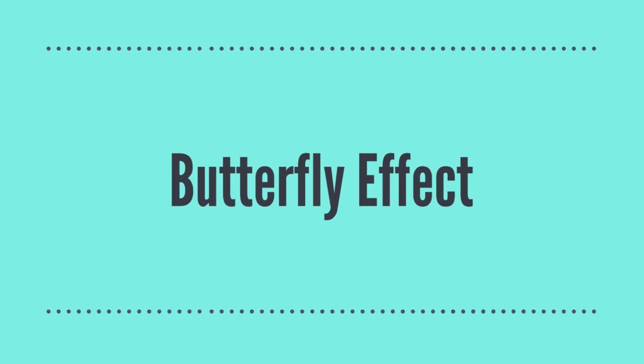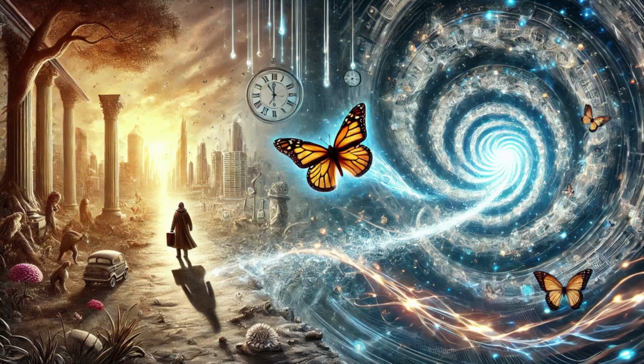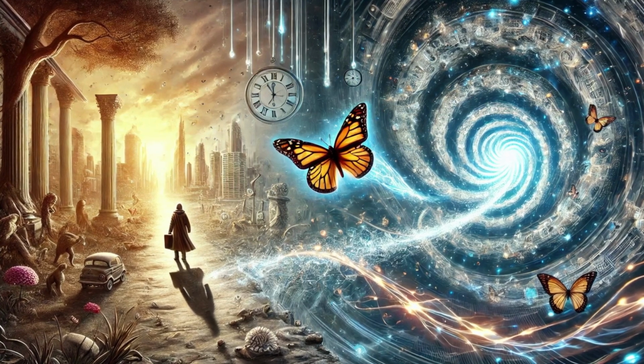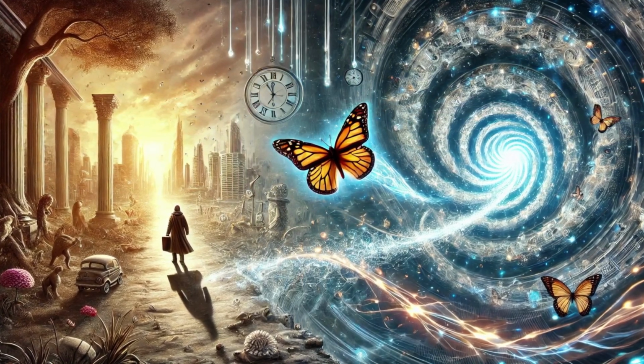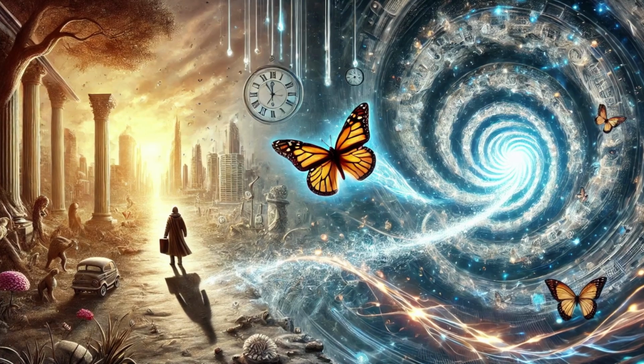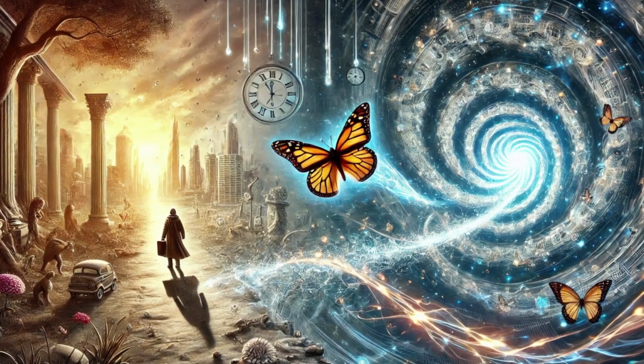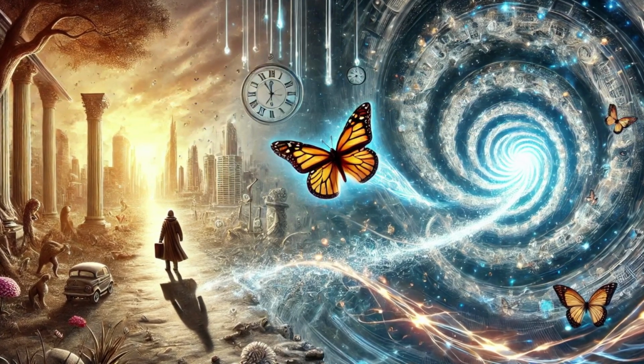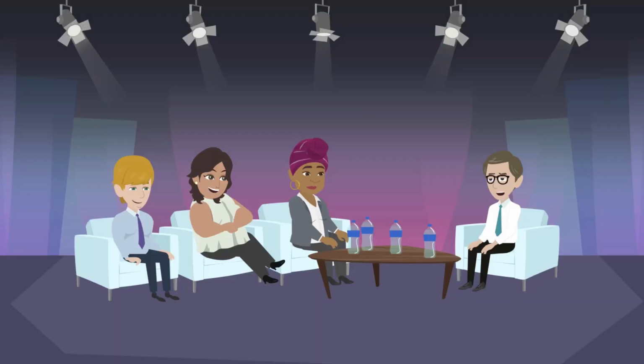There's also the butterfly effect. This idea says that even a tiny change in the past, like stepping on a butterfly, could have huge effects on the future. Something small could lead to big, unpredictable changes, like a domino effect. So, how do we deal with these paradoxes?